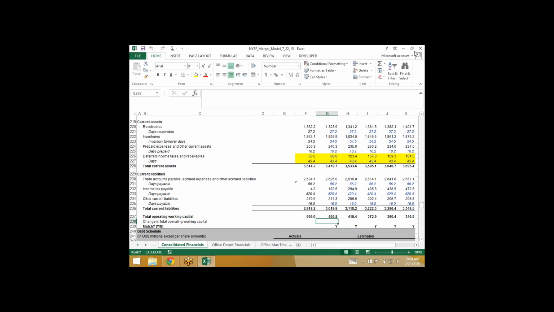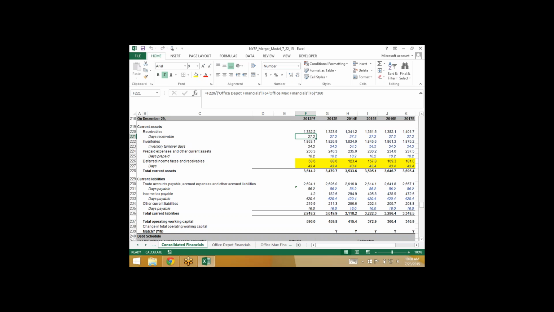Okay, so what we want to do at this point is finalize linking current assets and current liabilities, or the working capital, into the cash flow statement. That will give us an almost complete cash flow statement that we can use to drive the balance sheet. So I kind of want to go through that process.